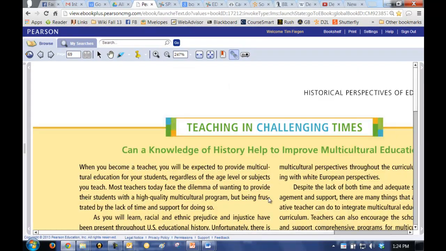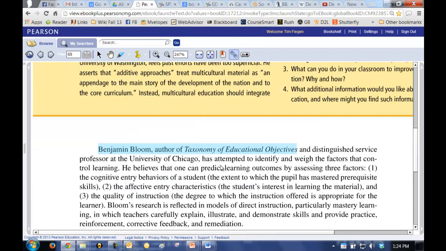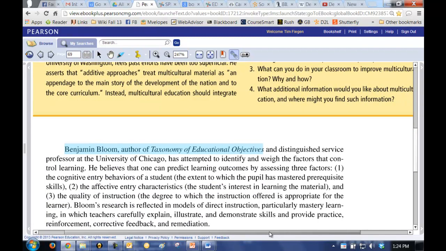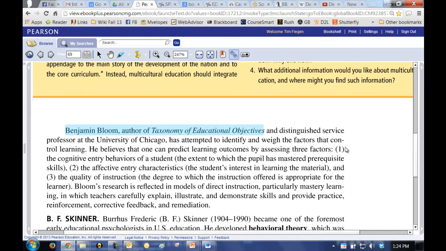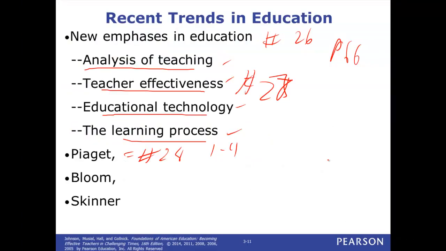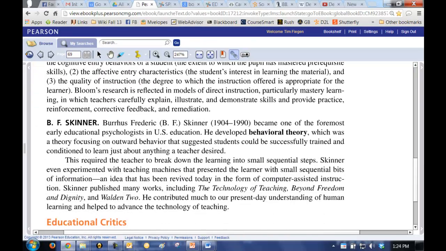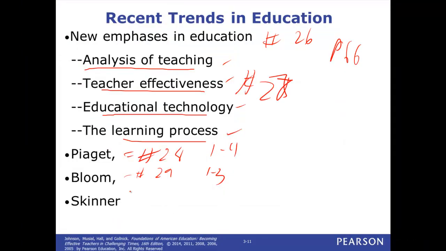And Bloom here, what was Bloom's thing? You've heard of Bloom's taxonomy. Here's Benjamin Bloom, and his thing was educational objectives. He has 3 things here. And so you bring Bloom in here, number 29. 1 to 3 things in here, so you have it. And Skinner, you know Skinner, his thing was behavioral theory. And so you talk about Skinner here.